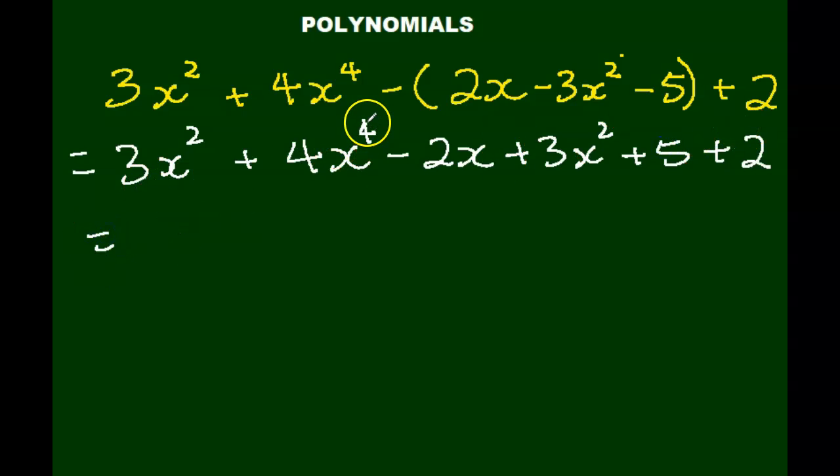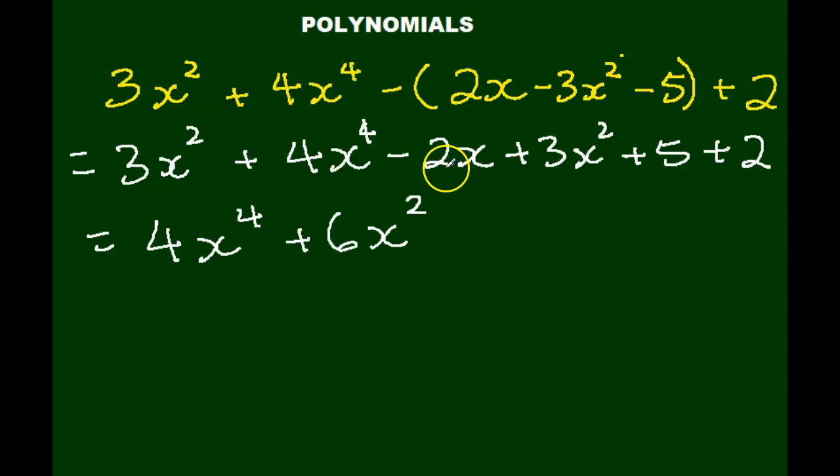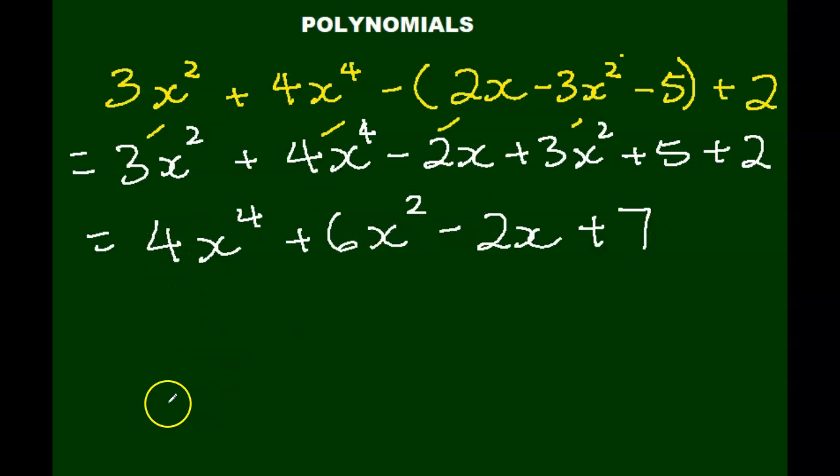Now let's simplify. Our highest exponent is x to the power of 4. So there's no other x to the power of 4 term, so I'm just going to bring that down. We have no x cubed terms. And do we have x squared terms? Yes. 3 plus 3 gives us 6x squared. And we have a negative 2x, make a mark to show that we've used that, and we've used that, and we've used that. And we're left with 5 plus 2, which is 7. And that's how we solve polynomials, by adding and subtracting, or both.